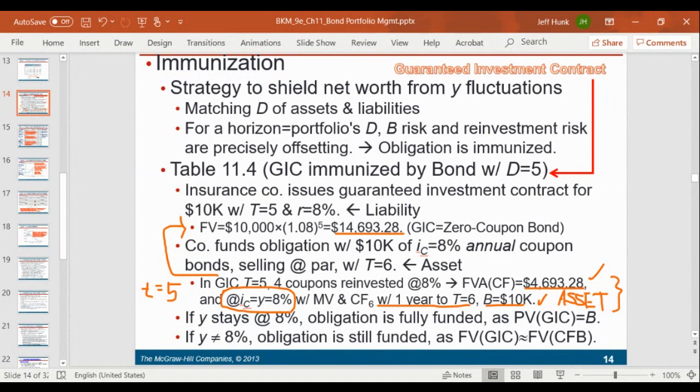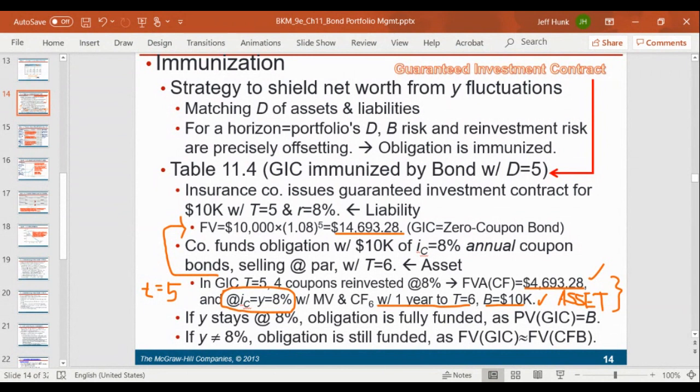And here, this is the thing. That means this bond, which is a coupon bond, although its maturity is 6 years, its duration is 5 years. Duration is 5 years. Make sense? And the GIC is actually like a zero coupon bond. Now you might say, huh? How can it be zero coupon bond? Wasn't it paying 8% interest? Yes, it's paying 8% interest, but look at it this way.